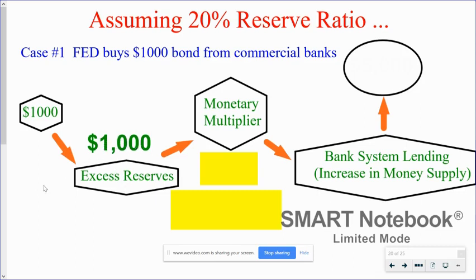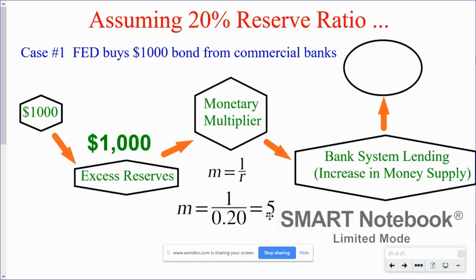Directly, there is no required reserves to be put aside in this particular situation. We've talked about the idea of the monetary multiplier, which we define to be 1 over the reserve ratio. In this case, the reserve ratio is 20%. 1 divided by 20% simply gives me 5.